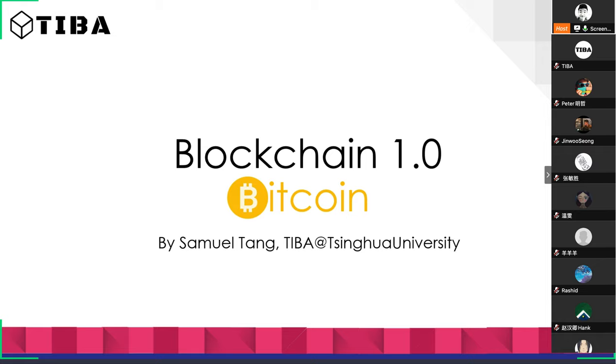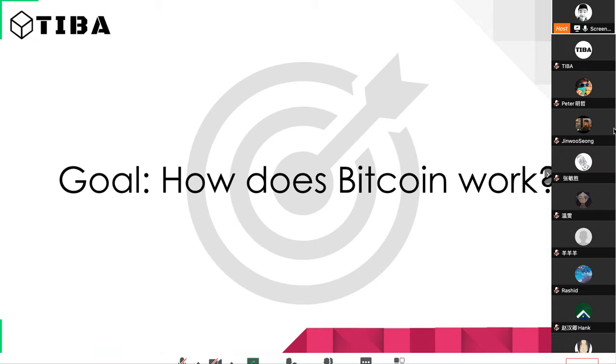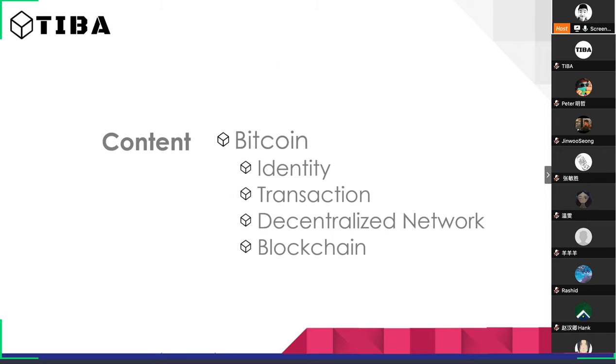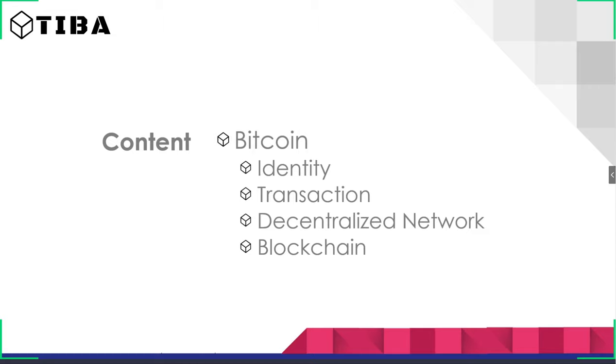Yeah, so today we're going to talk a little bit about Bitcoin. And my goal for this lecture is to let you have a basic idea of how Bitcoin works in a fundamental way. And we're going to do that by talking about four things that I think constitute Bitcoin. The first thing is identity. So how are you represented on the blockchain? And then second is transaction. Bitcoin being a digital currency, transaction is definitely a huge part of the system, and we're going to see how it works. The third part is decentralized network.